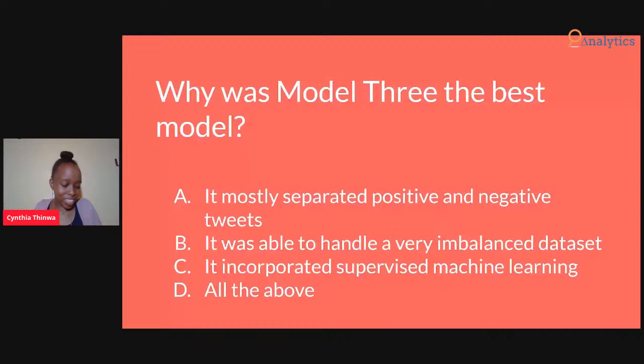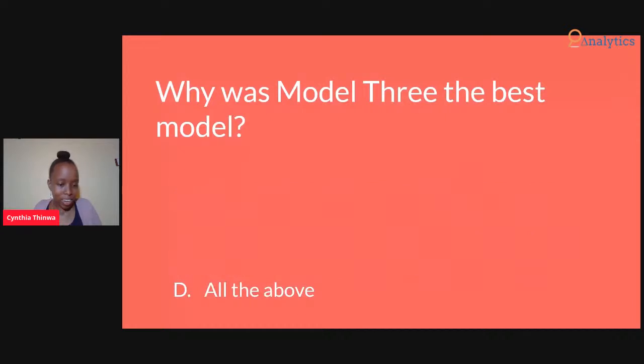So far, everybody is pretty much correct. The correct answer is D, all the above.